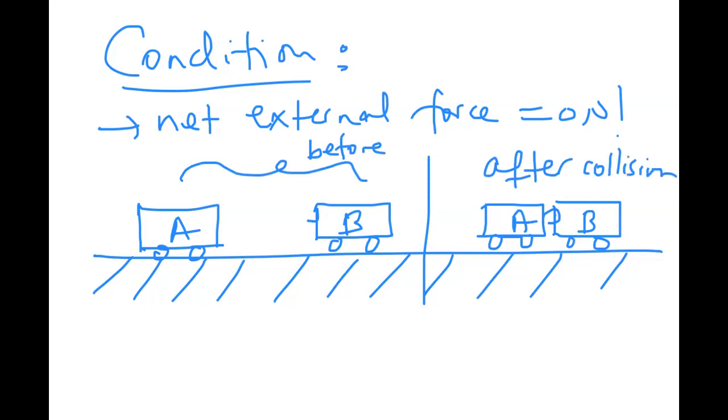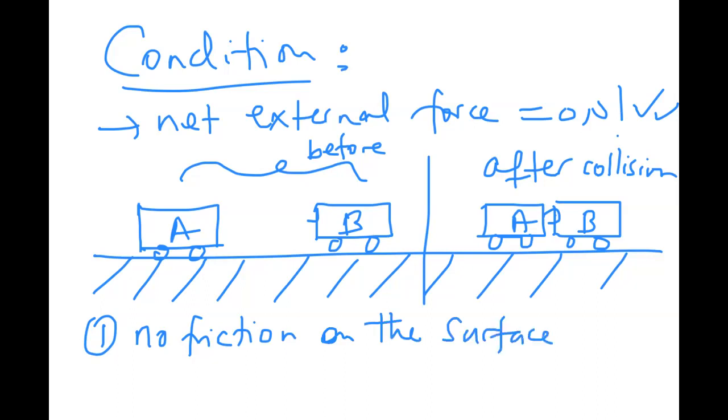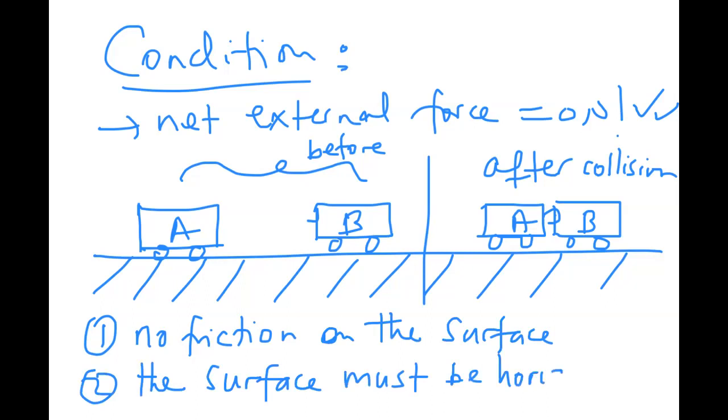So what we are saying is that the net external force must be 0. That's the condition. So in this case, we need to consider that there is no friction on the surface, and then the principle of conservation of momentum will work. And two, the surface must be level, horizontal. We don't want the surface to be tilted. It has to be horizontal.